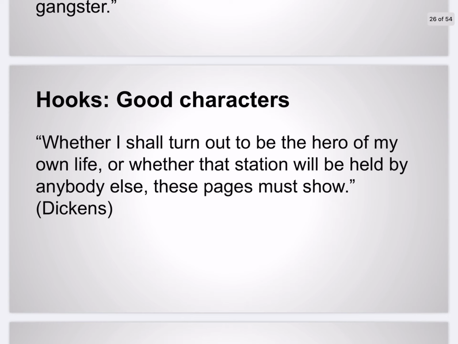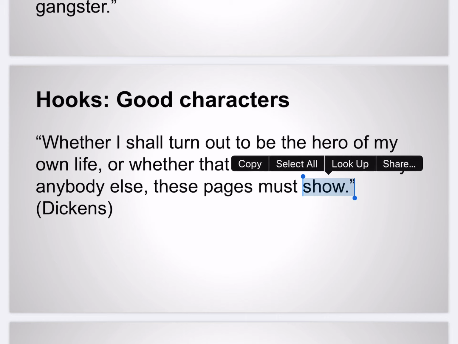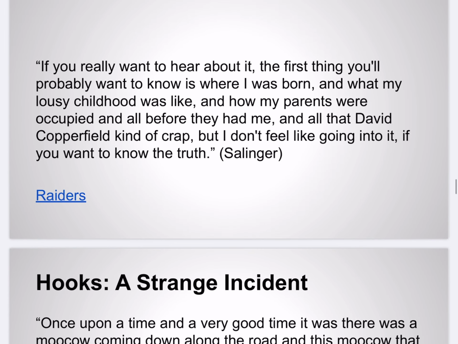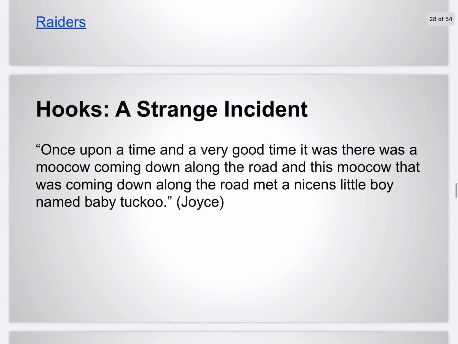You can also start with descriptions of a good character. This is arguably one. It's the first line of Charles Dickens' novel, David Copperfield. And then there's a play on it here with J.D. Salinger's opening line from Catcher in the Rye. Then you've got Raiders of the Lost Ark, also as another example, the Indiana Jones movie. You got a great character there with Indiana Jones.